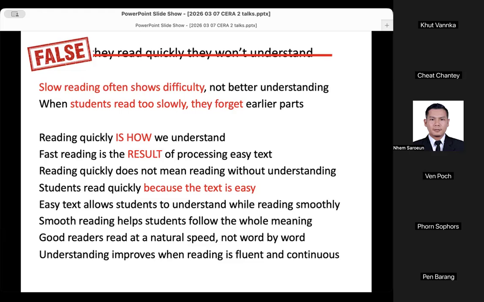We know from the science of reading that we learn to read by processing meanings, and we learn through comprehension. Comprehension first, and then learning happens. It's not the other way around. Yeah? So reading quickly is how we understand, right? So fast reading is the result of processing easy texts. So absolutely students need to read quickly because that's the way that students read.